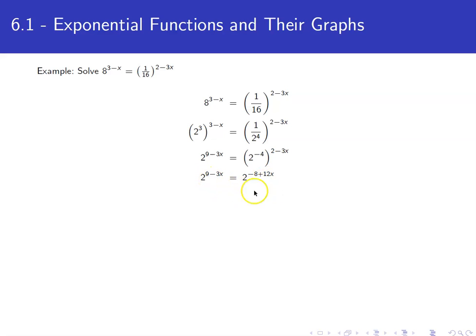Again, now we have two outputs of an exponential function. Since the outputs are the same in this case, the inputs must be the same. So we can equate exponents and write it as 9 minus 3x equals negative 8 plus 12x. Now we just need to solve for x and get x is equal to 17 over 15.